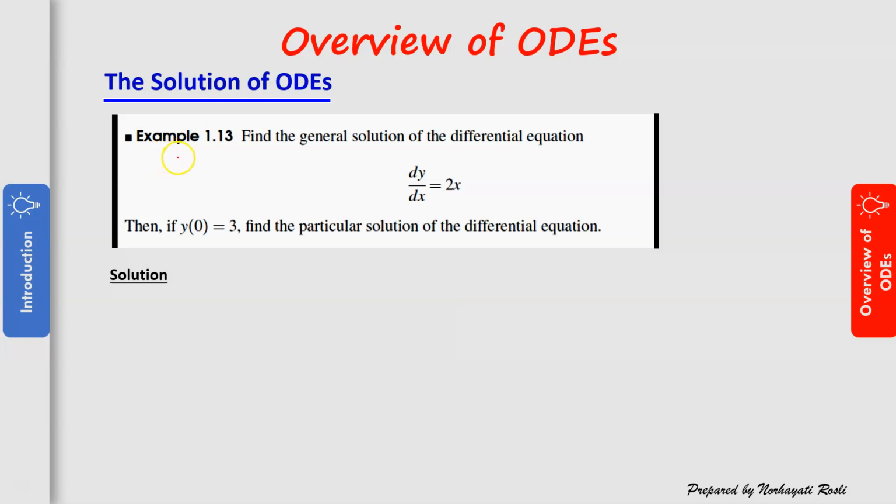Class, we go to this example. You need to find the general solution of the following differential equation. Remember, general solution means that the solution is in the form of having an arbitrary constant. So how to solve this?